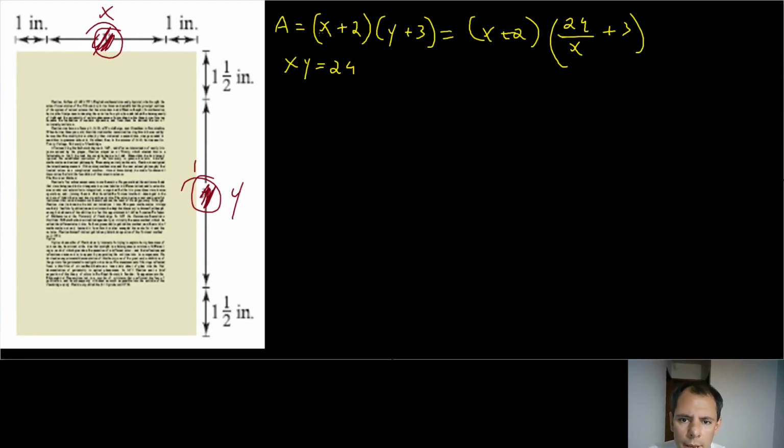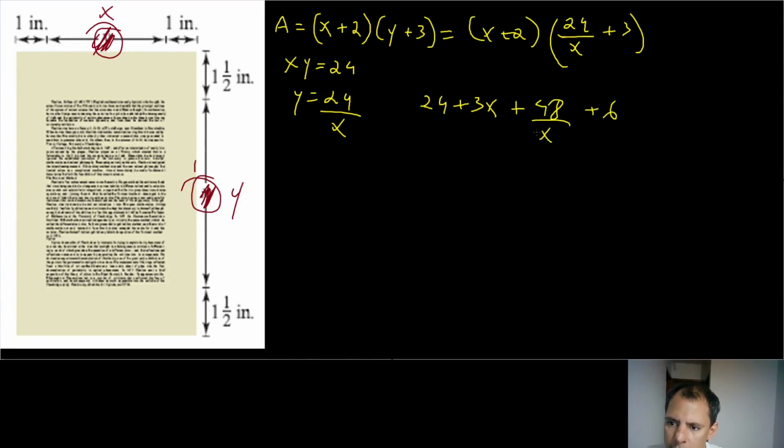So the area of the page is X plus 2 times Y plus 3. So Y equals 24 divided by X, and I just put 24 divided by X here. Great, okay. So let's multiply this out. It's going to be X times 24 divided by X, so you get 24 plus 3X plus 48 divided by X plus 6. Okay, this is the area, and I'm just going to differentiate this area with respect to X.